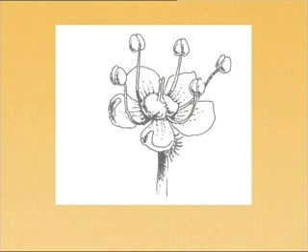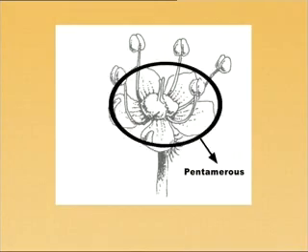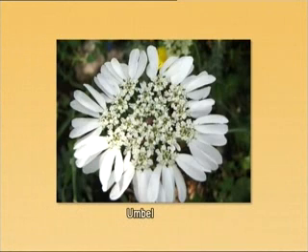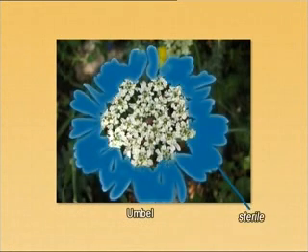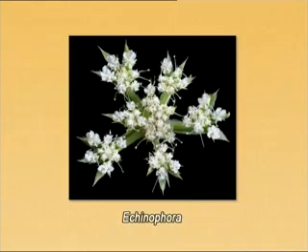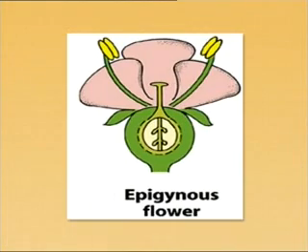The flowers are also pentamerous. That means the floral parts are 5 or multiples of 5. The flowers are usually bisexual, but the marginal flowers in an umbel can sometimes be sterile. Very rarely we have some examples where the flowers are unisexual. The example is echinophora. The flowers are commonly actinomorphic and they are epigynous.